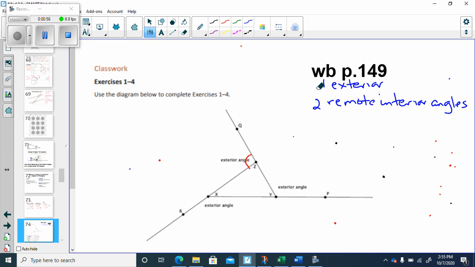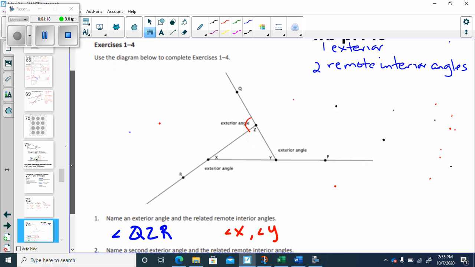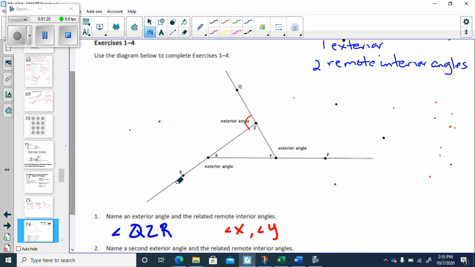The key here is that for each exterior angle, there are two remote interior angles. Remote means away from. Like if you're holding a remote towards the TV, the remote doesn't touch the TV. So in this case, the angles that are remote interior would be inside the triangle, but not touching this angle. Down here it asks us, name an exterior angle and a related remote interior.